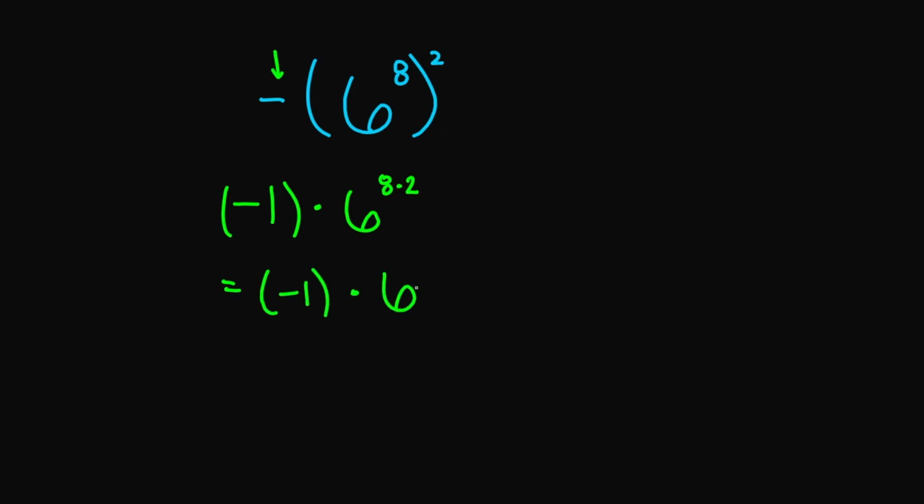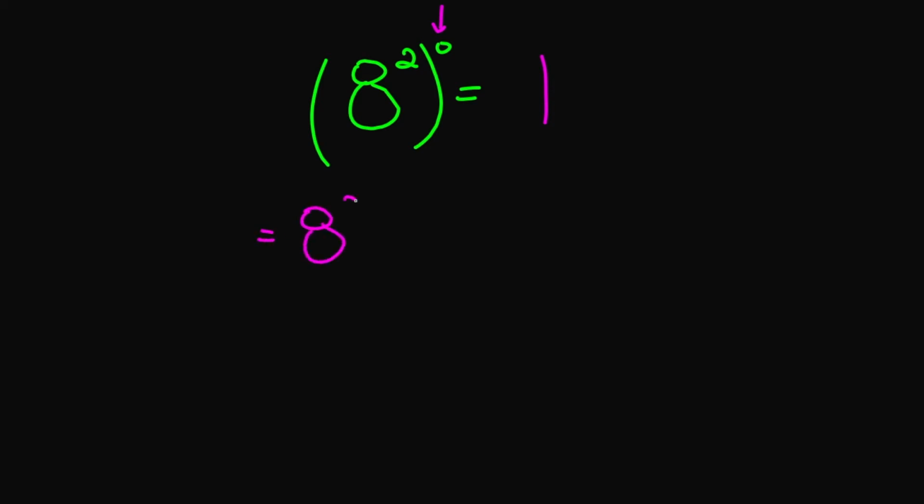times 6 to the 16th power. So negative 1 times 6 to the 16th power is going to equal negative 6 to the 16th power. What about 8 to the second raised to the 0 power? Remember, anything raised to the 0 power is going to equal 1. However, this is going to equal 8 to the 2 times 0, and 2 times 0 is going to give us 0. So this is going to be 8 to the 0 power, which equals 1.